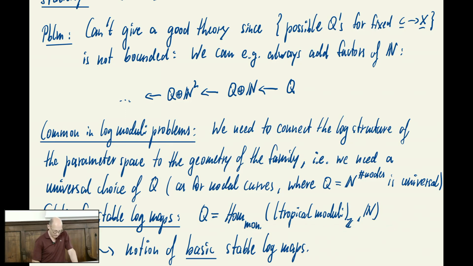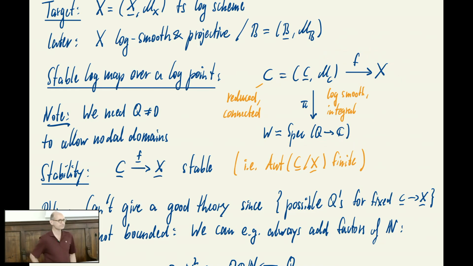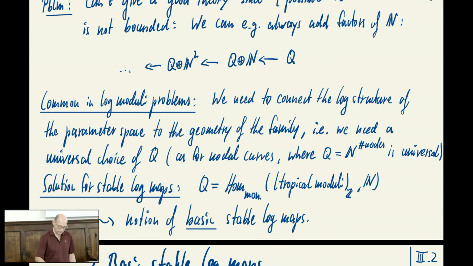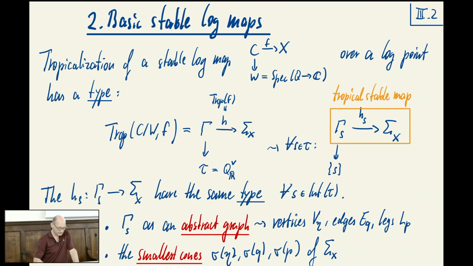Okay, and then there's a notion of basic stable log map, just saying it's a log map, such that the tropicalization is kind of tropically universal. So meaning that your Q actually is canonically equal to that guy. Okay, so let me give the formal definition now.